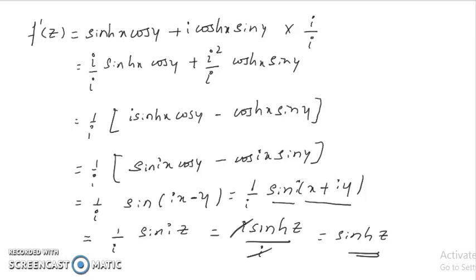So this is the derivative f'(z). The differentiation of cosh z is sinh z. In real variables also we have done the differentiation of sinh x is cosh x and cosh x is sinh x. That is what we have discussed in real. The same way we are going to discuss it in complex also.